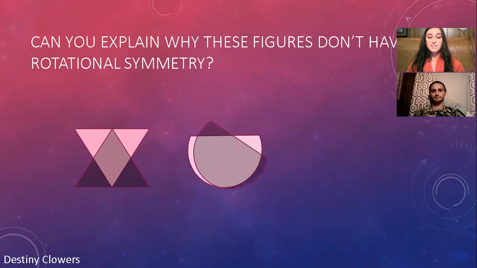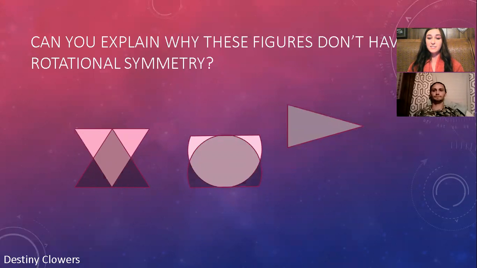Now, when this is rotated 180 degrees, it looks like that. And once again, these lines don't match up perfectly. If it had rotational symmetry, it'd look exactly the same as it did before it was rotated. So this figure also doesn't have rotational symmetry.